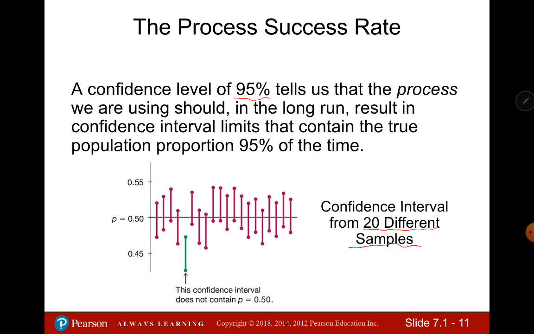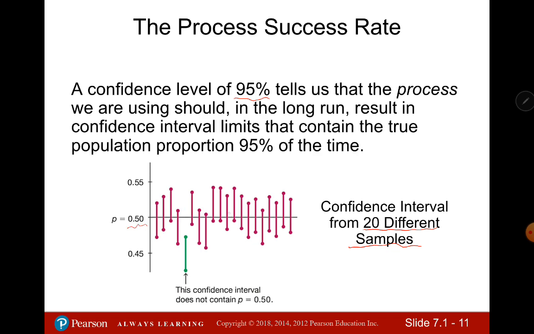So we have 20 different samples, and we will have 20 confidence intervals. Here, each line, each stick, means a confidence interval. In total, we have 20 bars, which means 20 confidence intervals. Then we realize that 19 out of 20 confidence intervals contain the true value, 0.5.